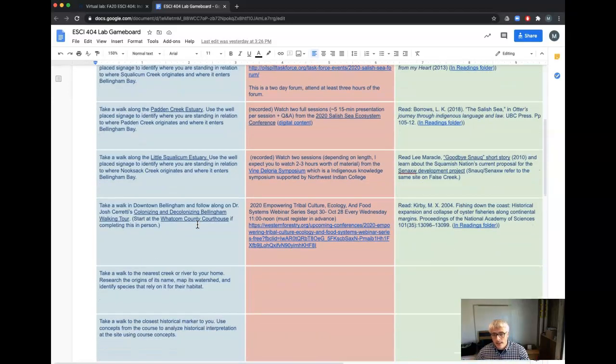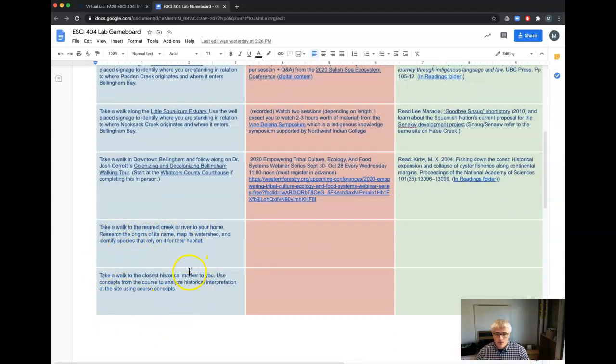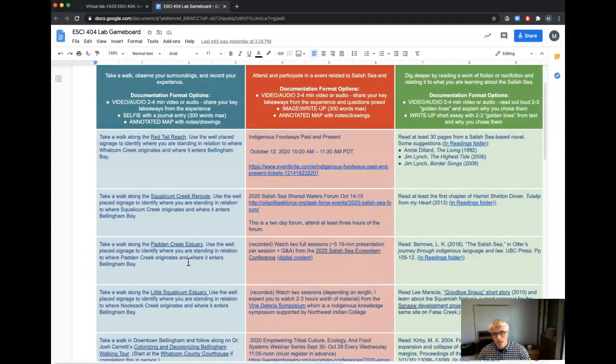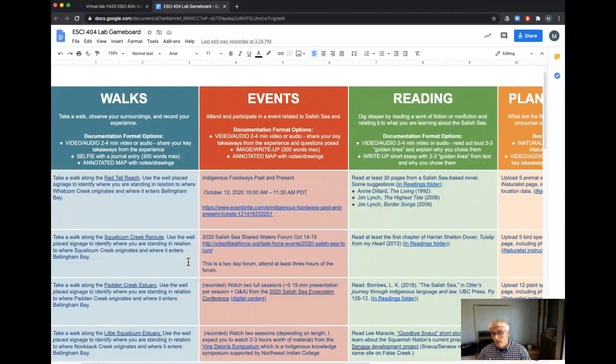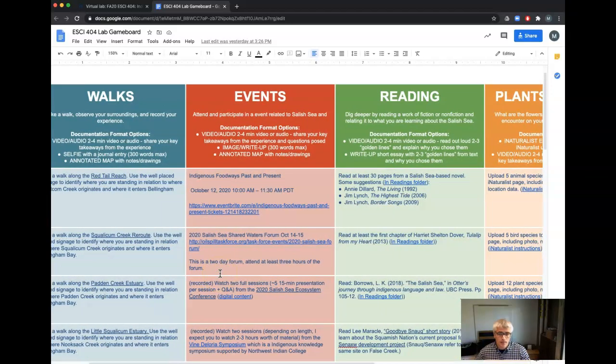There's a few of these in Bellingham, and then there's some that just kind of say, go to a natural area for those who are not in Bellingham. Now for events, there's a bunch of really cool events coming up that I highly encourage you to engage in.